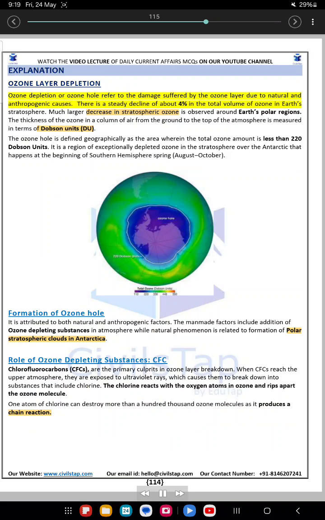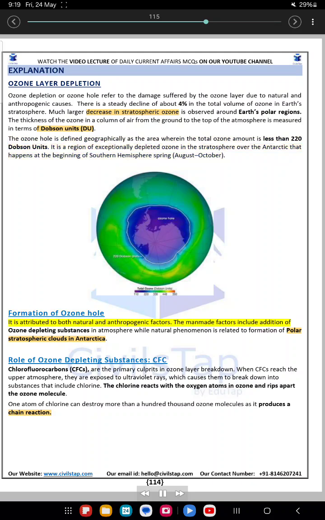Explanation. Ozone layer depletion. Ozone depletion or ozone hole refer to the damage suffered by the ozone layer due to natural and anthropogenic causes. There is a steady decline of about 4% in the total volume of ozone in Earth's stratosphere. Much larger decrease in stratospheric ozone is observed around Earth's polar regions. The thickness of the ozone in a column of air from the ground to the top of the atmosphere is measured in terms of Dobson units. The ozone hole is defined geographically as the area wherein the total ozone amount is less than 220 Dobson units. It is a region of exceptionally depleted ozone in the stratosphere over the Antarctic that happens at the beginning of southern hemisphere spring, August to October.